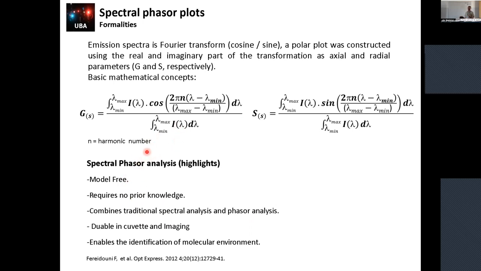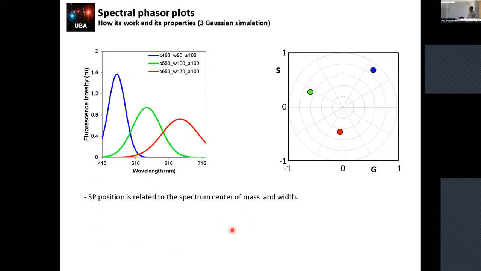So for an image, each pixel is a cuvette. And it is very useful when we want to work with environmentally sensitive groups. And I will try to convince you with the results that I picked for the presentation. Okay, but how does it work?